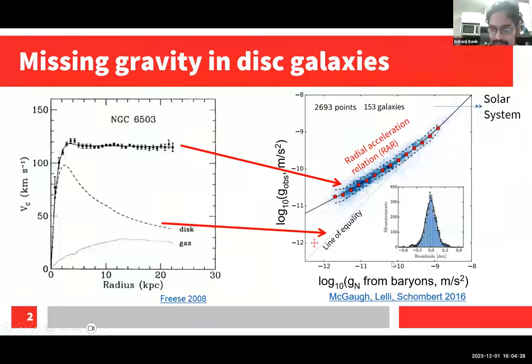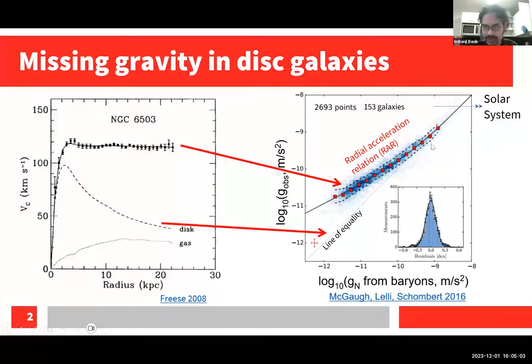The other thing to realize is that the gravitational field strength where the discrepancy from the line of equality sets in is at about 10 to the minus 10 meters per second squared. And also the slope here on the log-log axis is approximately half, whereas at the high acceleration end, where g and gN are much the same, obviously this slope is about one. The solar system is at maybe 10 to the 0, 10 to the minus 1 meters per second squared.